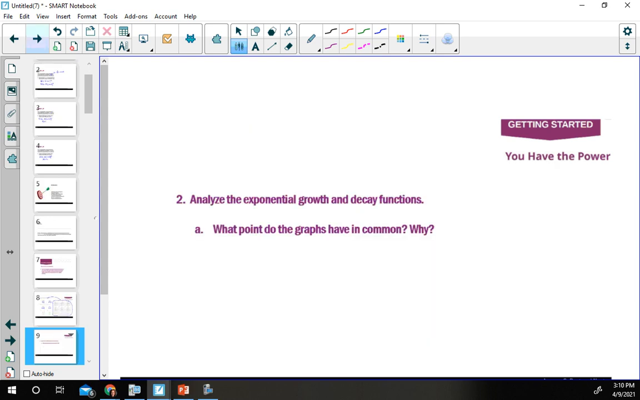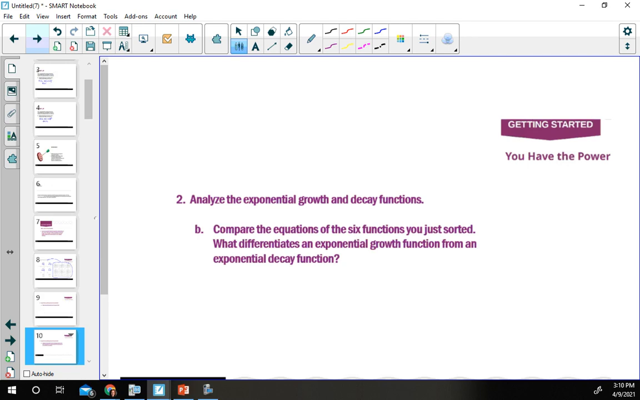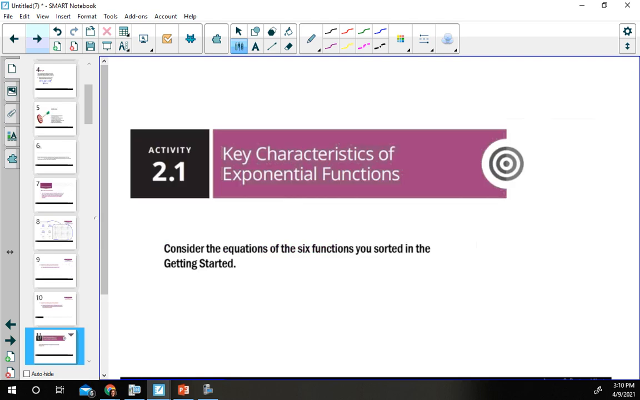Okay, so you're going to talk about what points the graphs have in common. You're going to compare the equations. You'll notice the differences in the growths from the decays. And then we're going to go ahead and roll into 2.1 after you finish that.